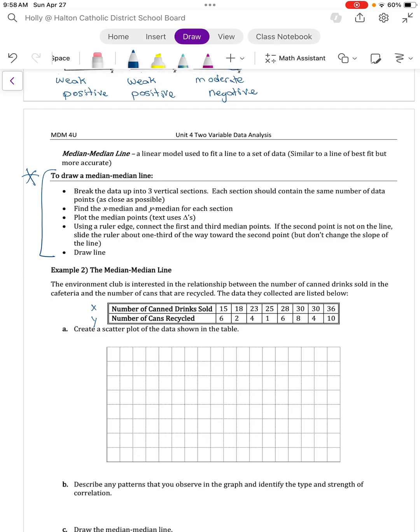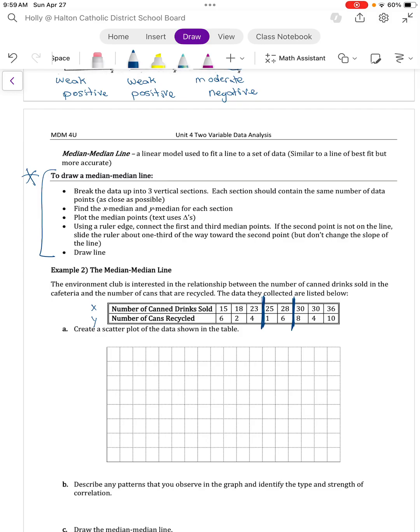The first step is to break the data up into 3 vertical sections. Each section should contain the same number of data points as close as possible. So sometimes if you have an uneven number, you can't break it into the groups you want. It's going to be tough to do that. So you can see that in this case, I'm going to break it up into 3 sections. So 3, the second section will have 2, and the last one will have 3. Okay, you could do 2, 3, 3, up to you, but we can't have 3 in each because we don't have enough data here. Next is to find the X median and the Y median of each section.